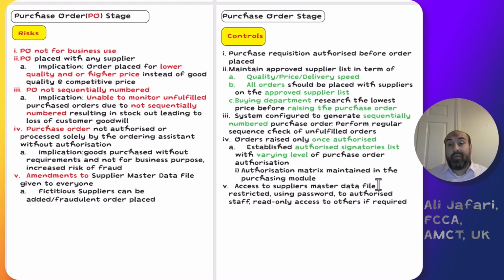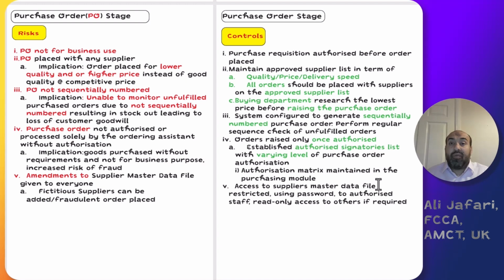But assume the purchase orders are not sequentially numbered, then you would not be able to know if any purchase order is missing. You will not know if any purchase order is still unfulfilled. If that happens, what is going to be the implication?